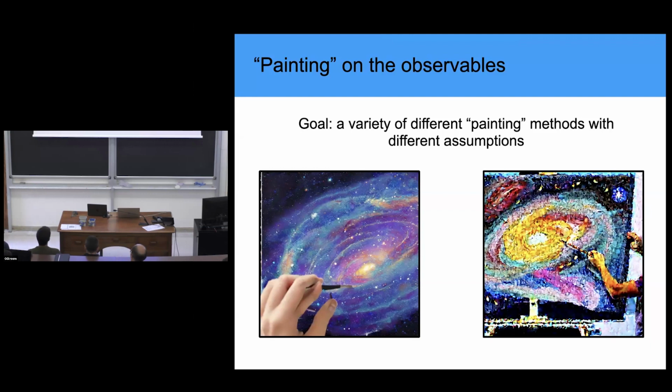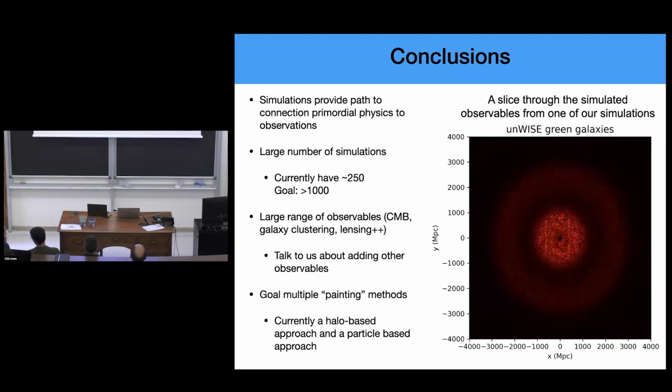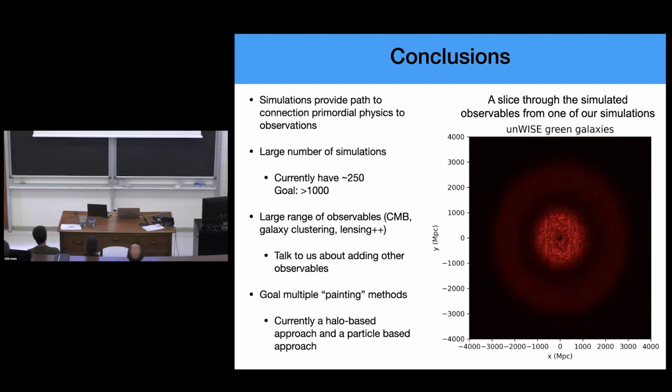So for example, we have methods that use just the halo properties to paint on our observables, or methods that use the full field to paint things on. And so this will hopefully be a very useful suite for developing new ways of extracting non-Gaussian information from CMB secondaries. So I suspect I've probably gone over time, and I'll leave my conclusions here, and thank you very much for your attention.